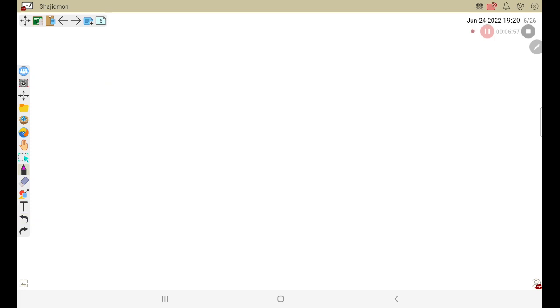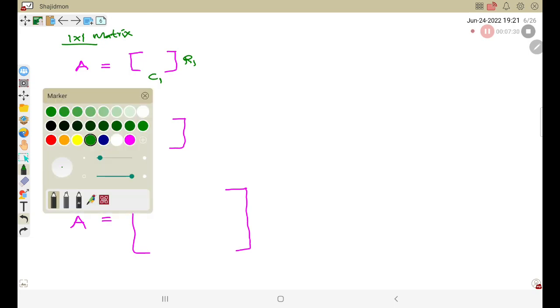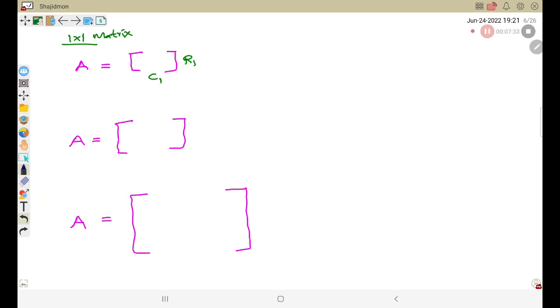Now, generally if I want to write a 1 by 1 matrix, a 2 by 2 matrix, or simply a 3 by 3 matrix, how can we write it? We can just note the same idea we discussed just before. For example, a 1 by 1 matrix means one row and one column, correct? So only one number inside. What is that number? Generally we represent it as A11, first row, first column number.